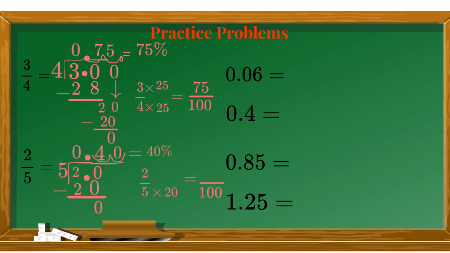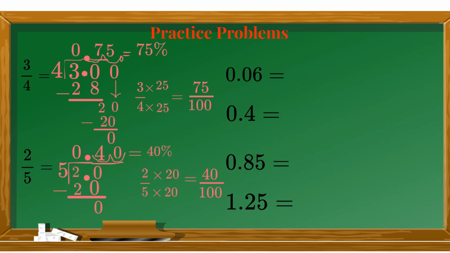So if I multiply by 20 in my denominator, I must do the same thing in my numerator. So 2 times 20 is what? 40. 40 divided by 100 is 40%, which is the same answer we had when we divided the fraction as well. So 40% is my answer.